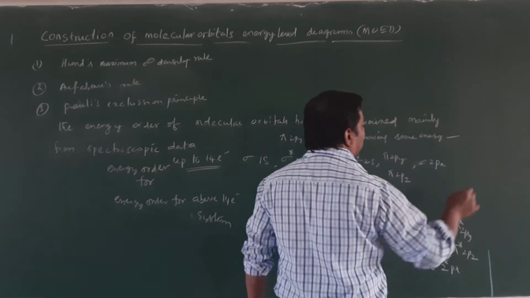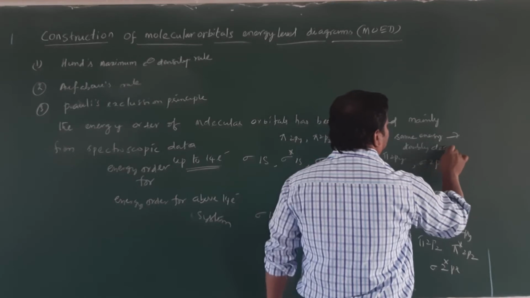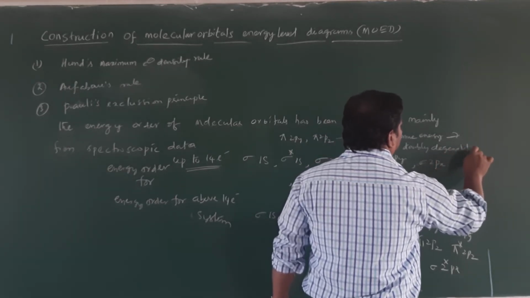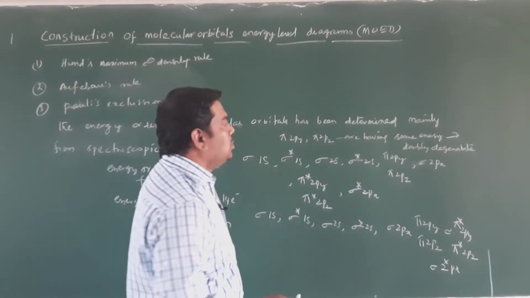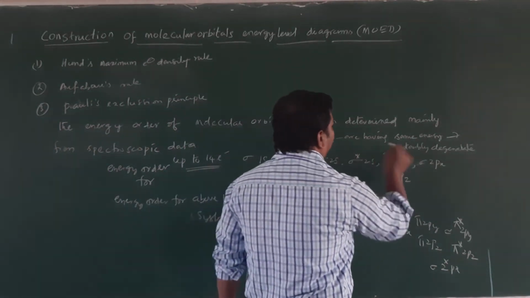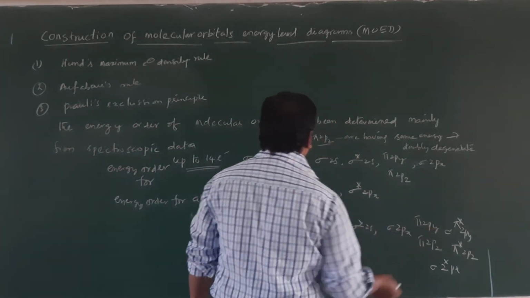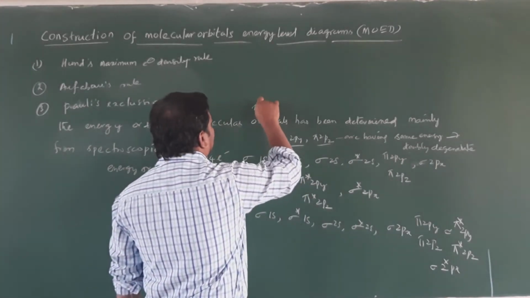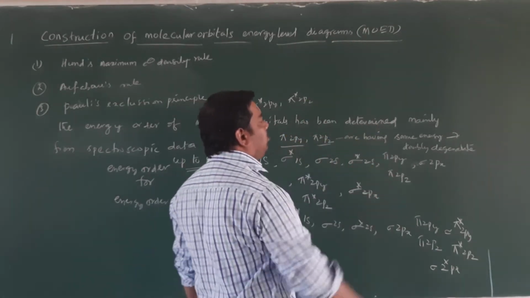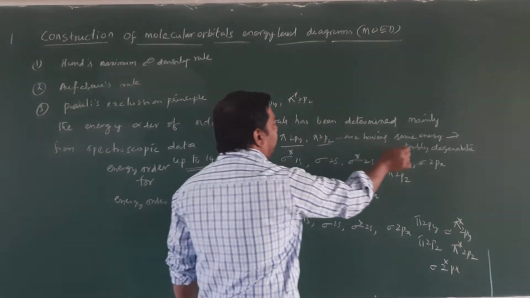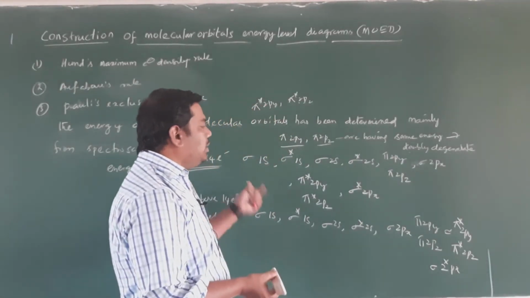So that's why these are called doubly degenerate. The energy of pi 2py and pi 2pz are equal, so these two pi orbitals we can call doubly degenerate. Here also, pi star 2py and pi star 2pz have the same energy, so these two are also doubly degenerate orbitals. Okay, so this is the energy order, student.